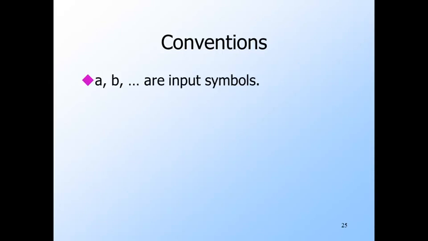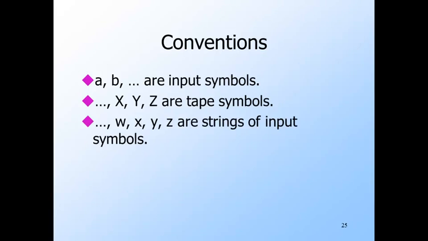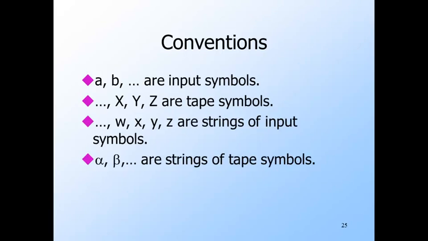Lowercase letters at the beginning of the alphabet are still symbols of the input alphabet. Now, capital letters at the end of the alphabet are tape symbols, which might or might not be input symbols. Lowercase letters at the end of the alphabet are strings of input symbols. Again, that's as usual. And Greek letters at the beginning of the alphabet are strings of tape symbols, which again may include some input symbols.